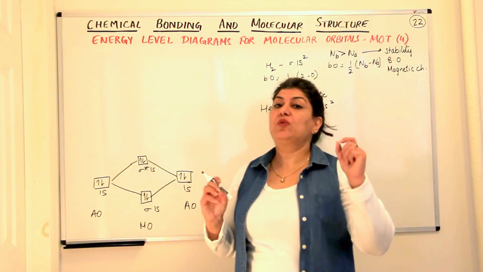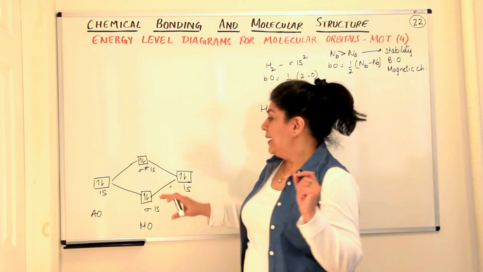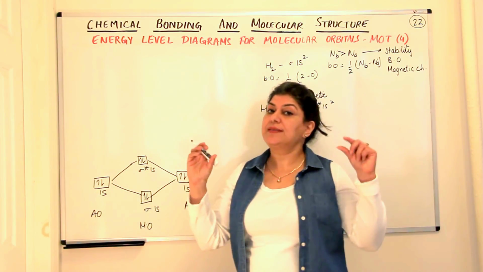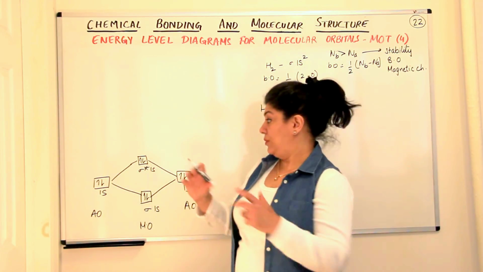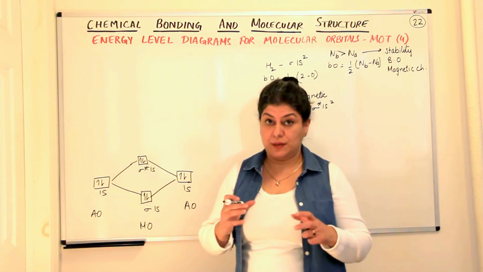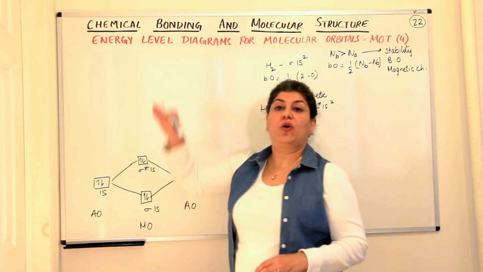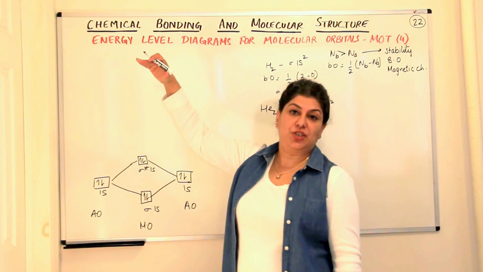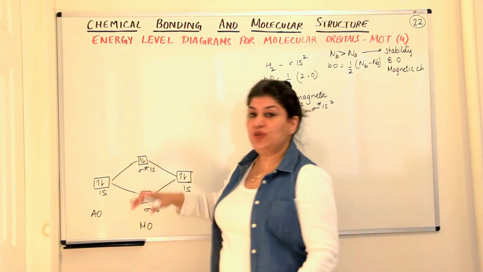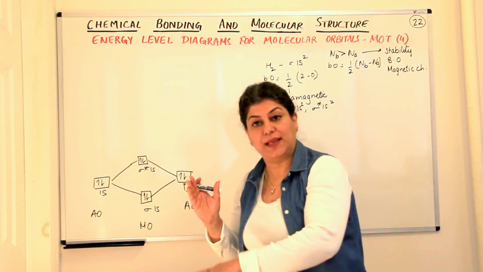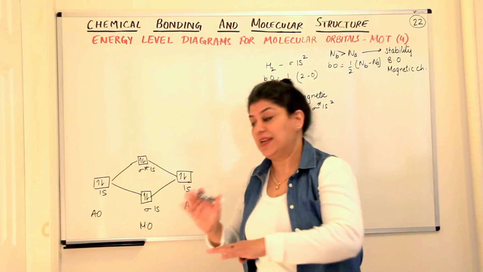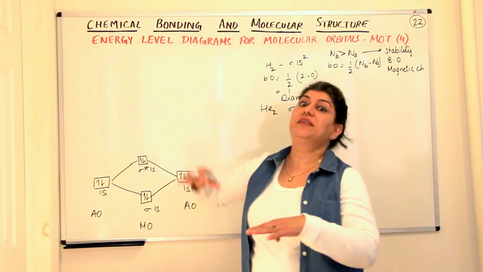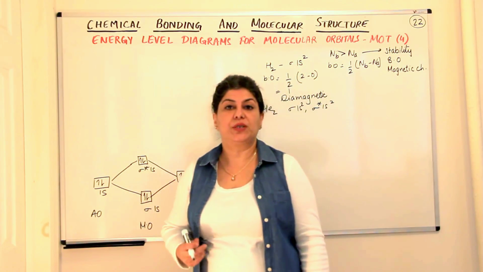There is one thing that I would like you to always keep in mind: when 2 atomic orbitals having the same energy combine, they distribute their energies to form 2 molecular orbitals. The bonding molecular orbital goes down in energy and the antibonding orbital goes up in energy. Whatever amount of energy the bonding molecular orbital goes down by, the same amount of energy increases when an antibonding molecular orbital is formed.